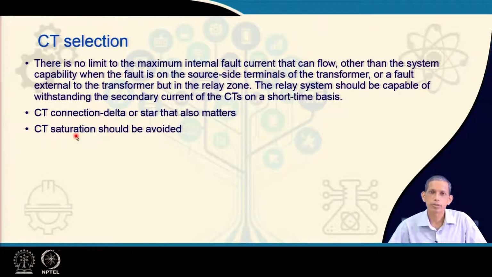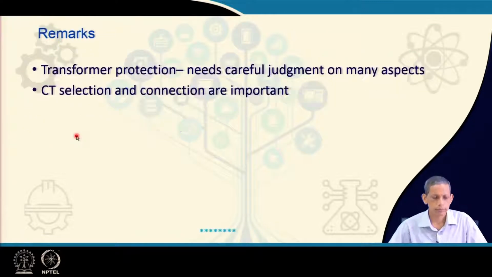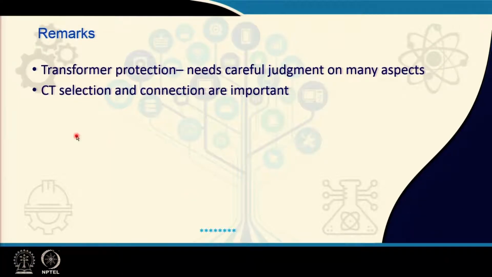The other attention is that CT saturation should be avoided. If there is CT saturation, then during an external fault, differential current will flow, and that may create problems for the relay decision process. So, overall we see that transformer protection needs careful judgment on many aspects, including mechanical failure, thermal failure, and allied things.